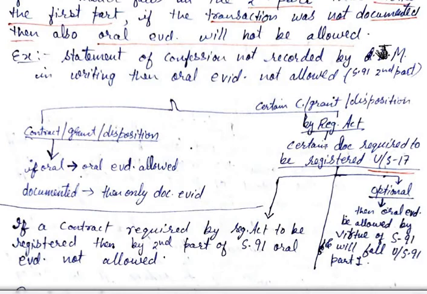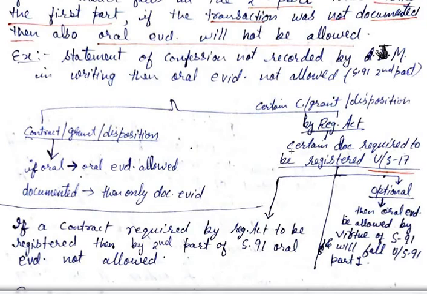get registered. Now you tell me, suppose the contract, grant or disposition for any immovable property of ₹100 or more की है, तो उसको रजिस्ट्रेशन एक्ट में सेक्शन 17 में रजिस्टर्ड करवाना जरूरी है, as per Section 17 of the Registration Act. अब वैसा कोई कॉन्ट्रैक्ट हो जिसका रजिस्ट्रेशन जरूरी है, if there is such a contract as per the Registration Act whose registration is necessary, essential, then in that case the oral agreement is not allowed. Then tell me, in that case can the oral evidence be given?